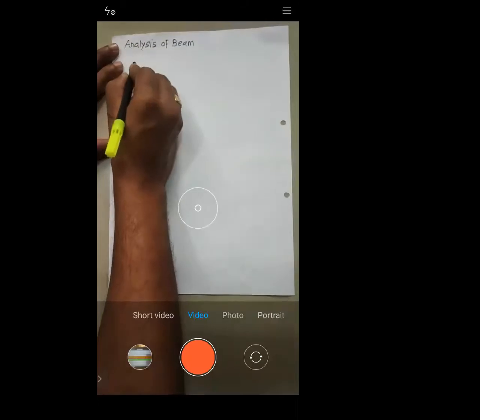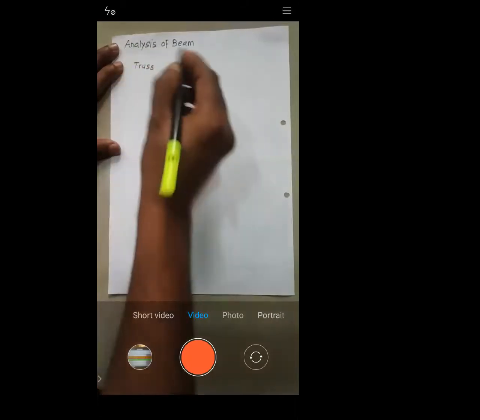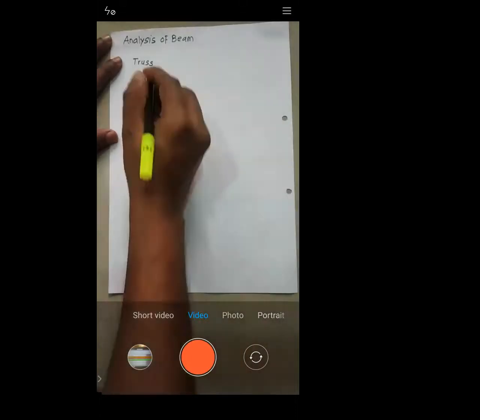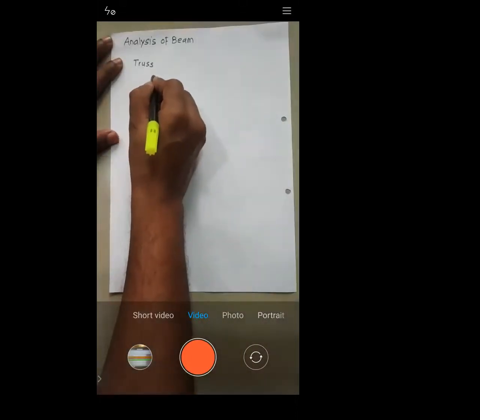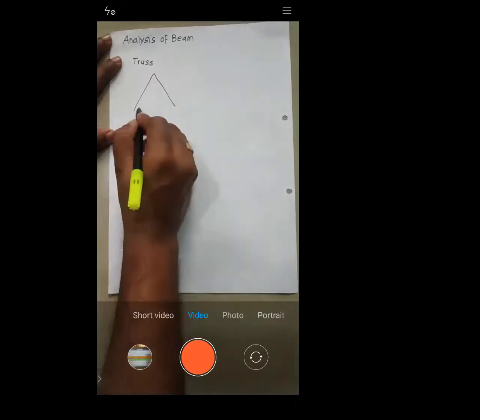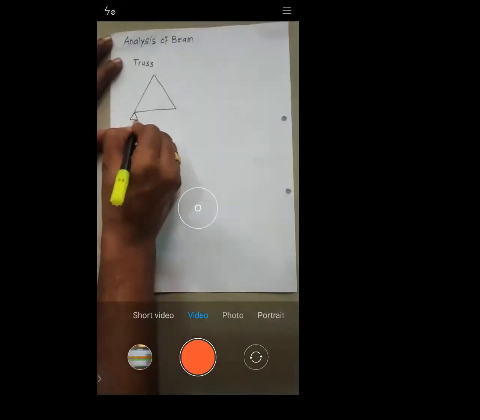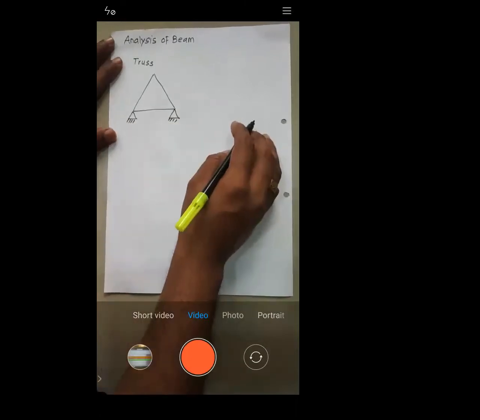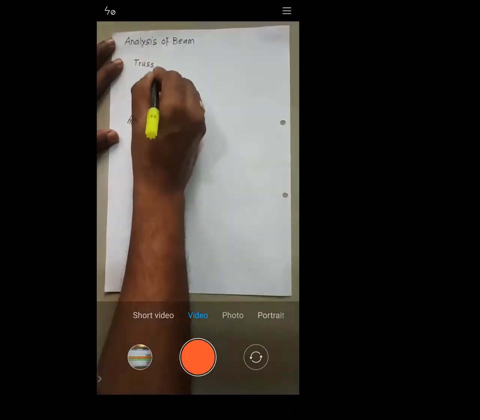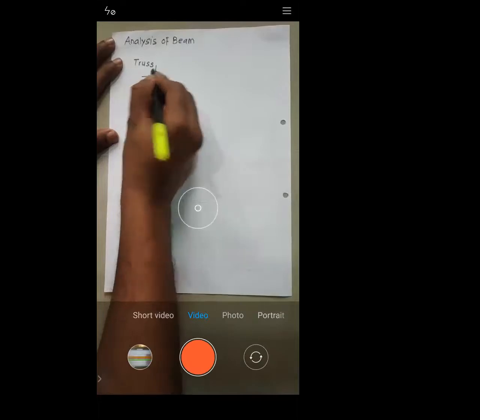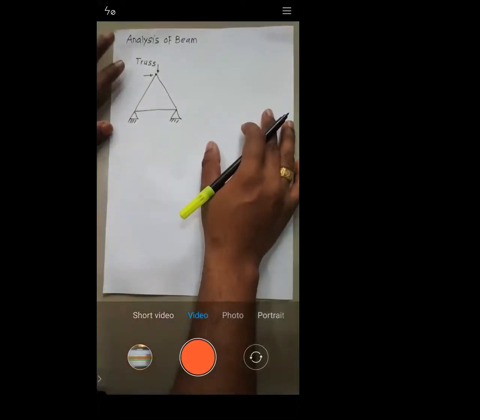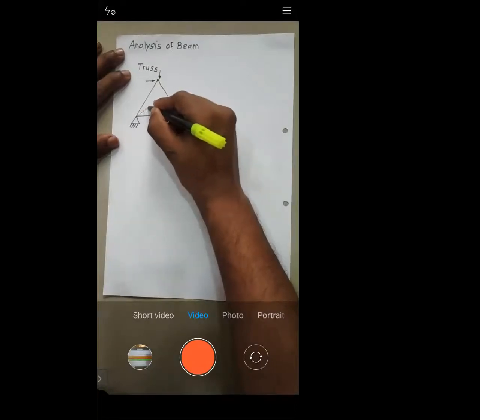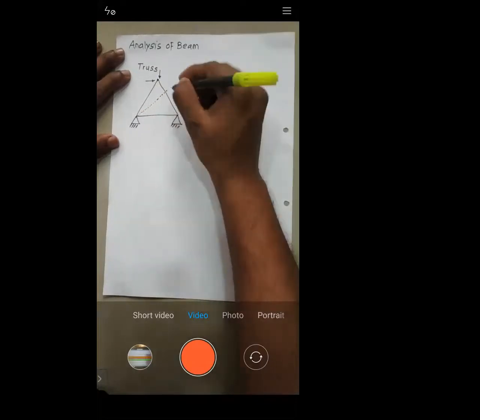Let me compare what is truss and what is beam. If you talk about truss, just see a simple example of truss. This is the initial diagram of the truss, right? Let this truss be fixed here, and let's say you're applying some force here, right? So what happens once we apply the force? This becomes the new position of the truss.